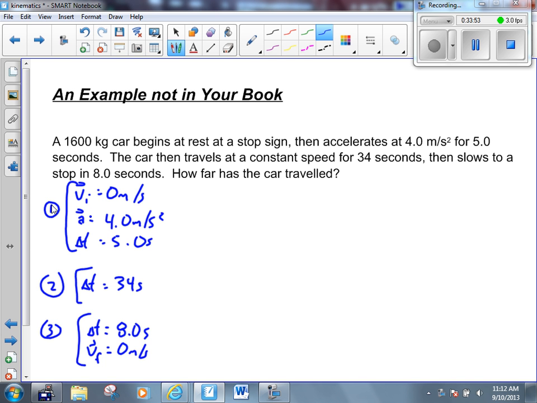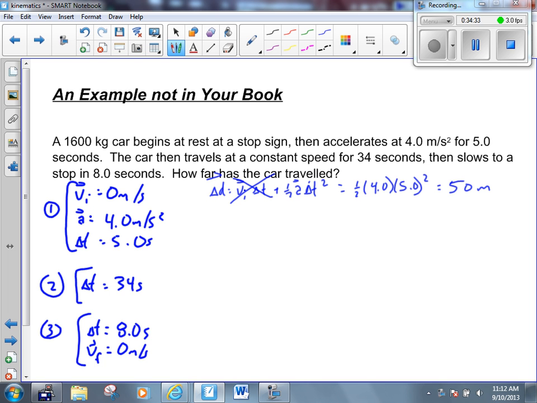Okay, stage 1 isn't so hard. Stage 1, we're probably going to say D is equal to VIT plus 1/2 AT squared. It's a group B problem because it involves acceleration, so let's use one of my group B equations. This one seems to make the most sense to me. VI is 0, so we can cross that off. It becomes 1/2 of 4 times 5 squared. That gives me a total displacement of 50 meters in stage 1.